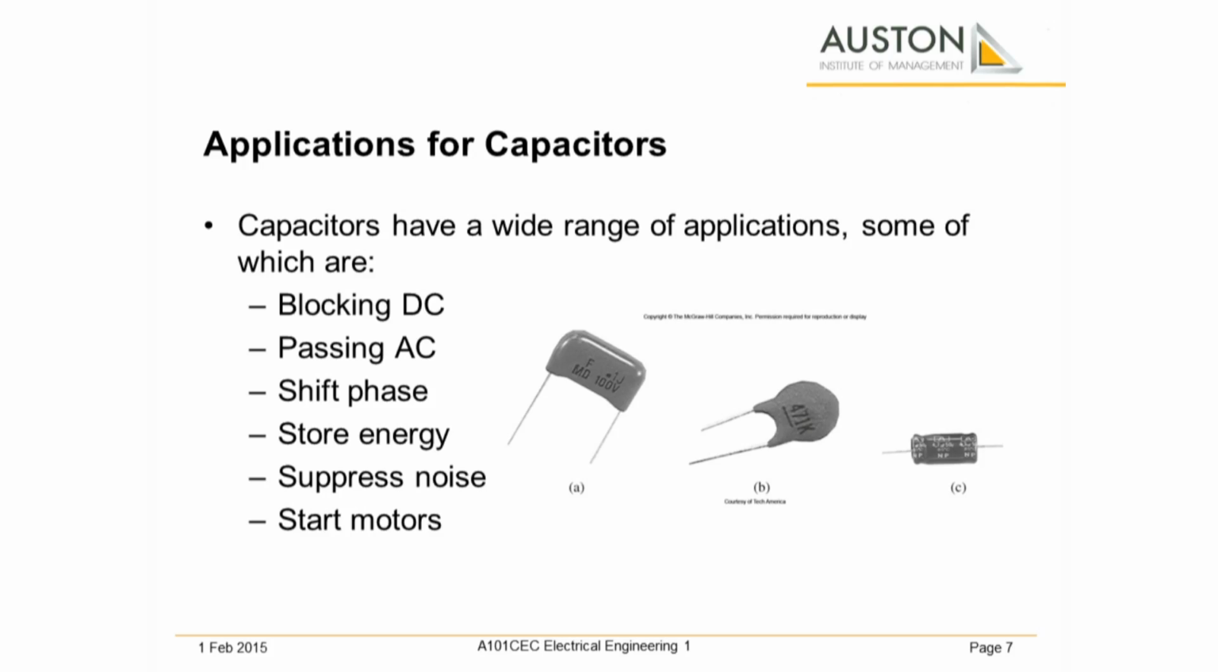But how do you use capacitors? Capacitors have a wide range of applications. They are commonly used in blocking DC signals in circuits while allowing AC signals to pass through. Capacitors are also used as phase shifters. They are also able to store energy and are also used in filters.